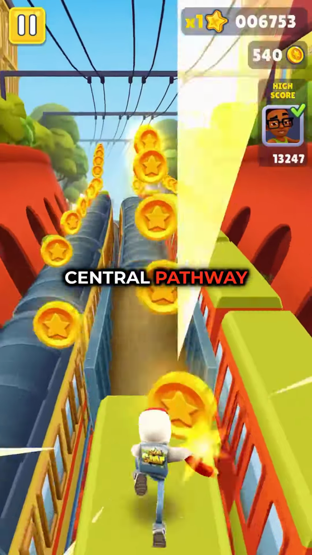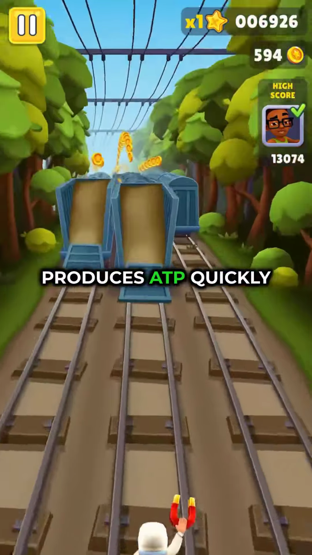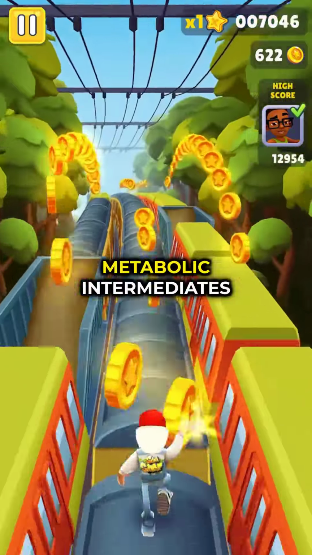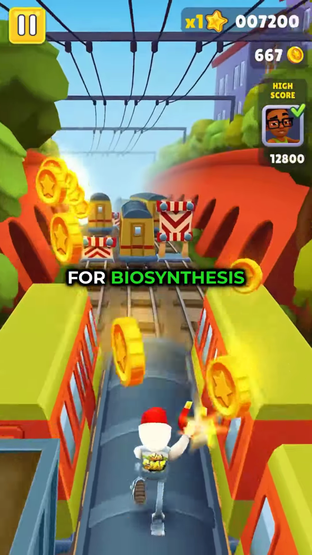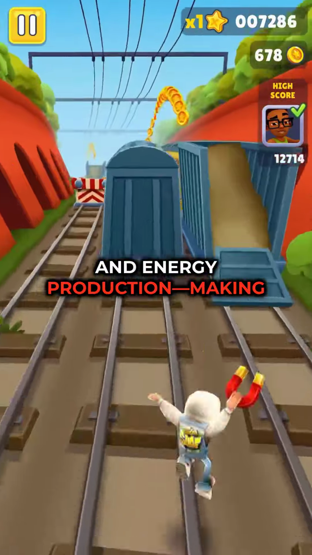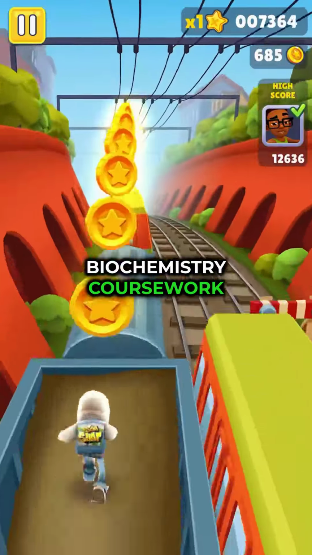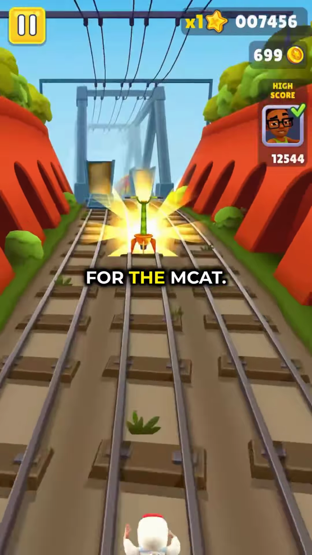Glycolysis is a central pathway because it not only produces ATP quickly, but also provides metabolic intermediates for biosynthesis and energy production, making it essential for biochemistry coursework and absolutely critical for the MCAT.